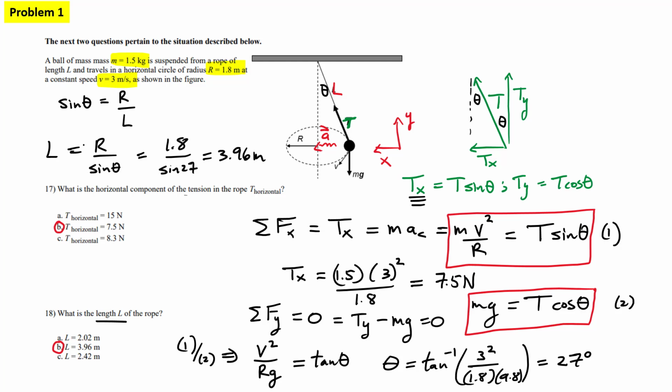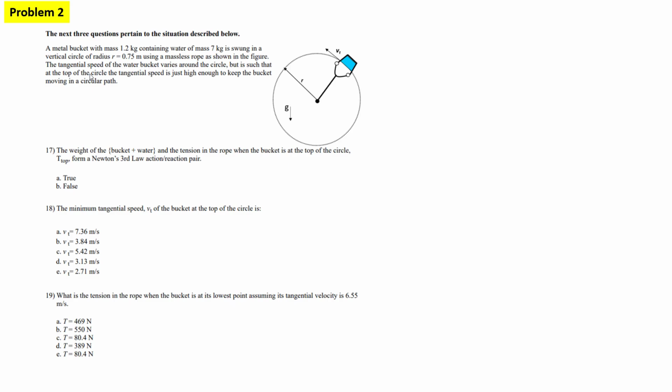All right, kind of a good problem, involves writing down Newton's laws and determining the unknowns based on Newton's laws. All right, let's go to the next problem. All right, here's problem 2. We have a metal bucket with a mass of 1.2 kg. The water has a mass of 7 kg, and is swung around a vertical circle. We're given that radius. We neglect the mass of the rope.